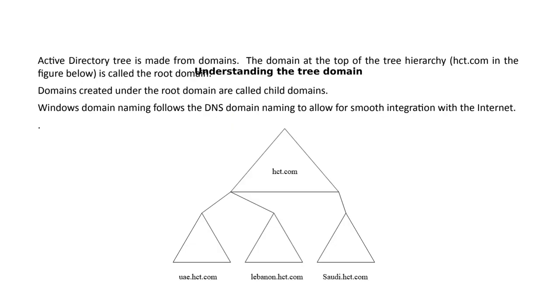The Active Directory tree is made from domains. The domain at the top of the tree hierarchy, for example hct.com, is called the root domain. Domains created under the root are called child domains. So give me an example of a child domain here. Windows domain naming follows the DNS domain naming to allow for smooth integration with the internet. So that's very good.